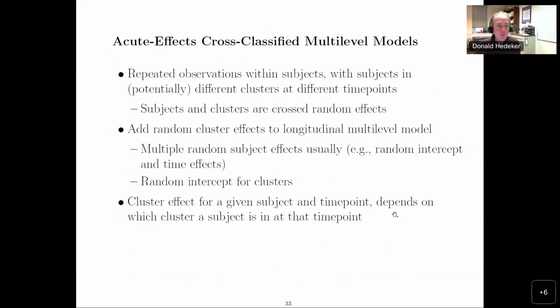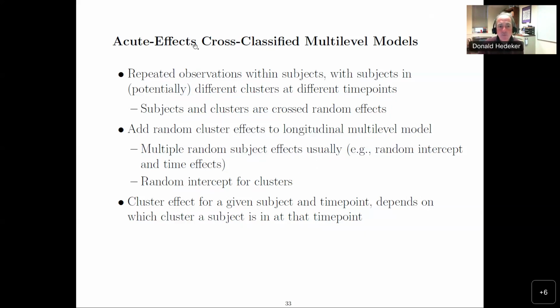And the first class of models we're going to do here are what are called acute effects cross-classified multilevel models. Okay? So here we have repeated observations within clusters with subjects in potentially different clusters at different time points. So again, they don't have to be in different clusters, but they can be. Okay? And in this case, subjects and clusters again are crossed. Now, typically in these kinds of models, we might have multiple random subject effects because we might have a random intercept and a time trend.